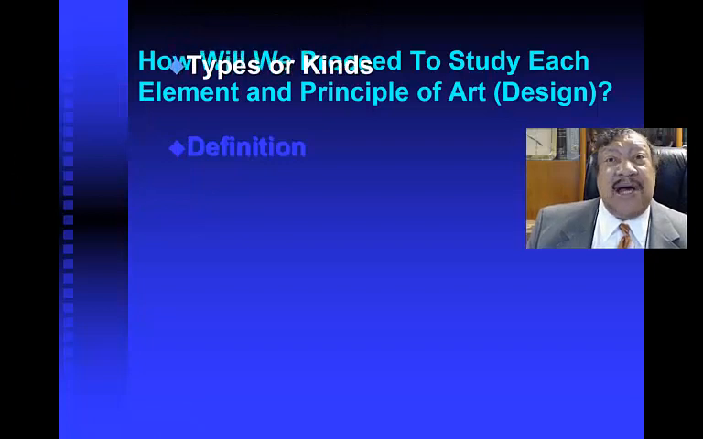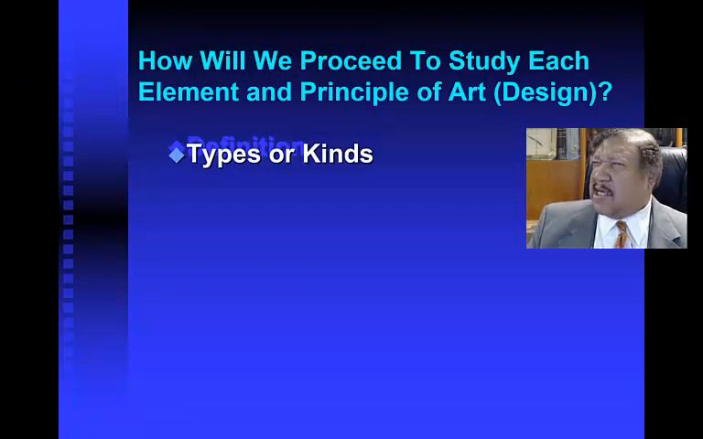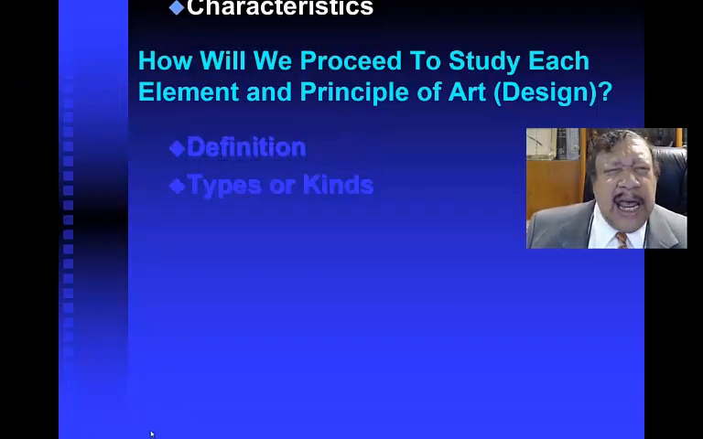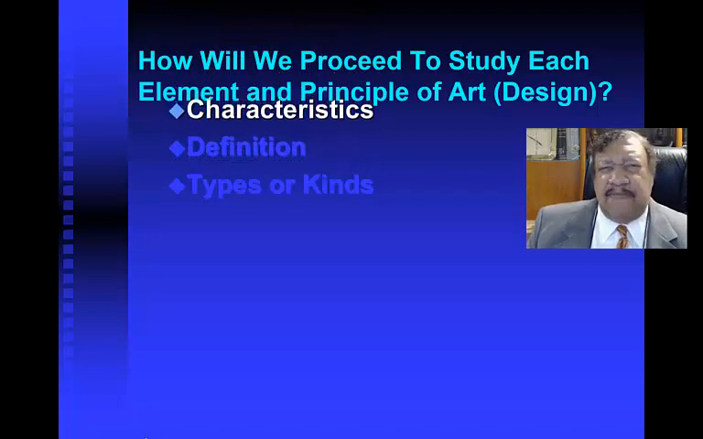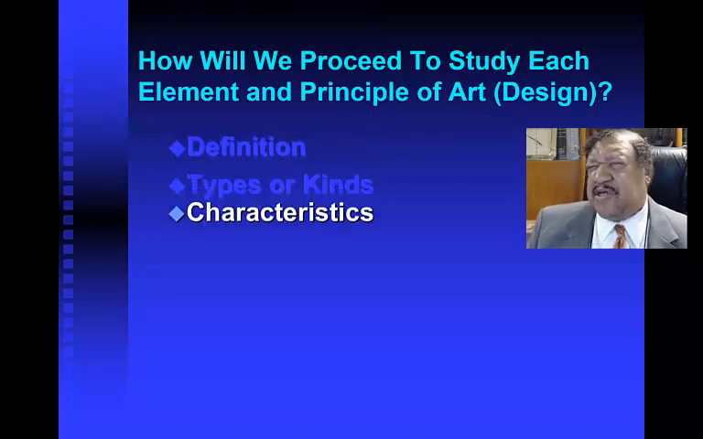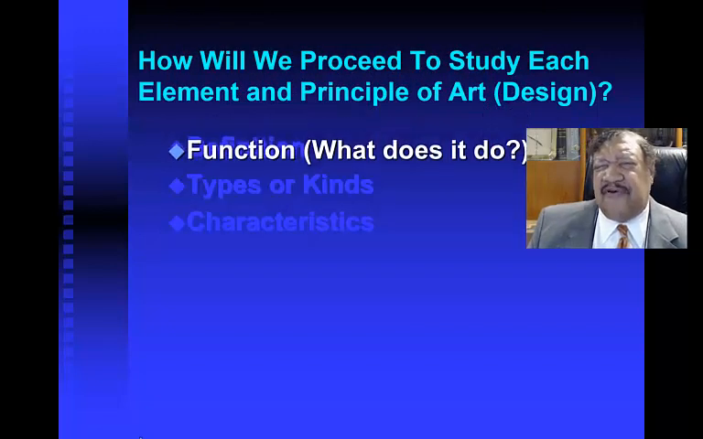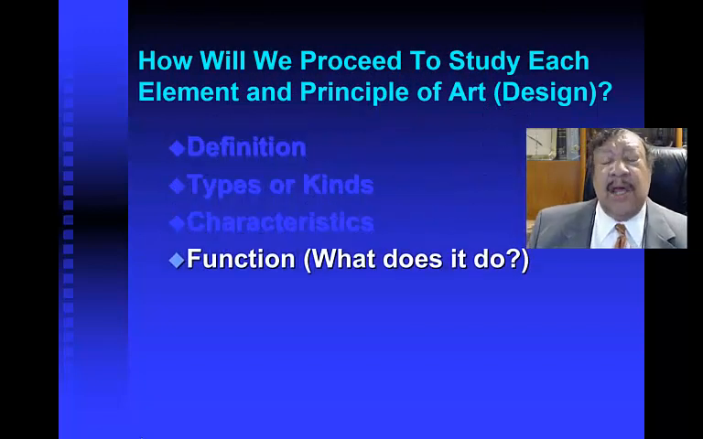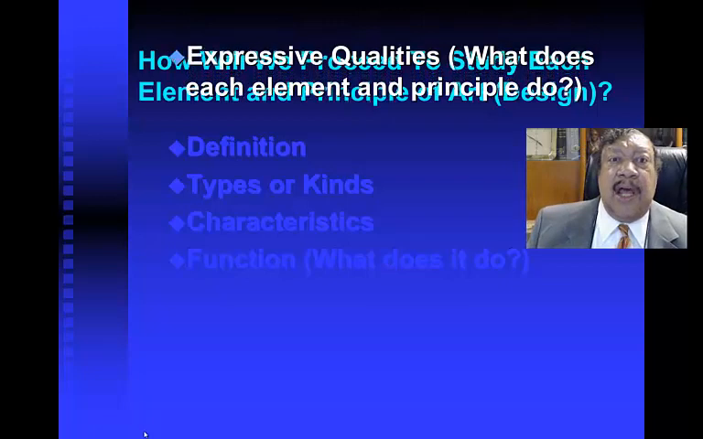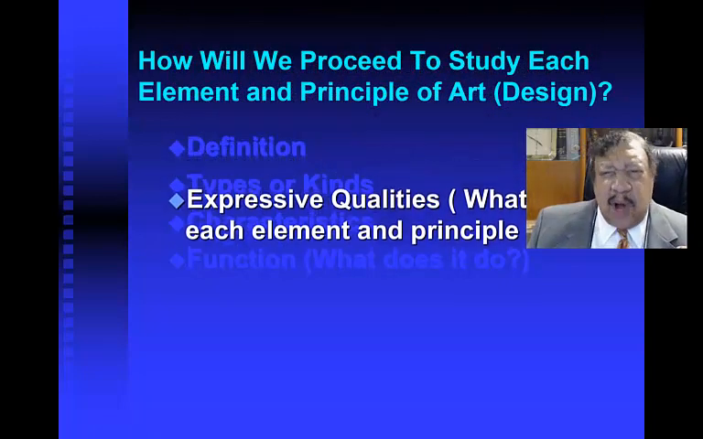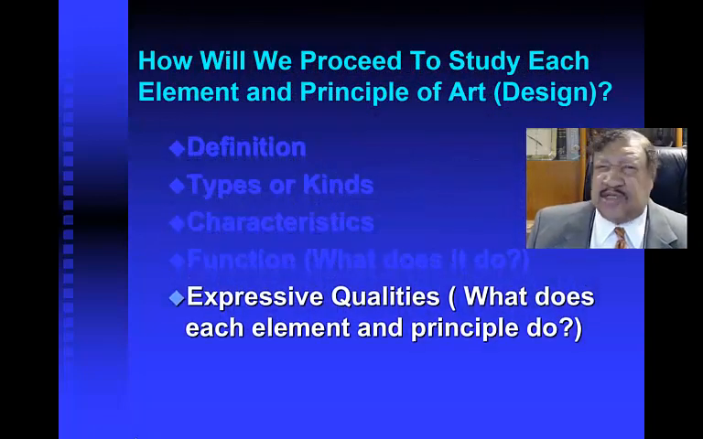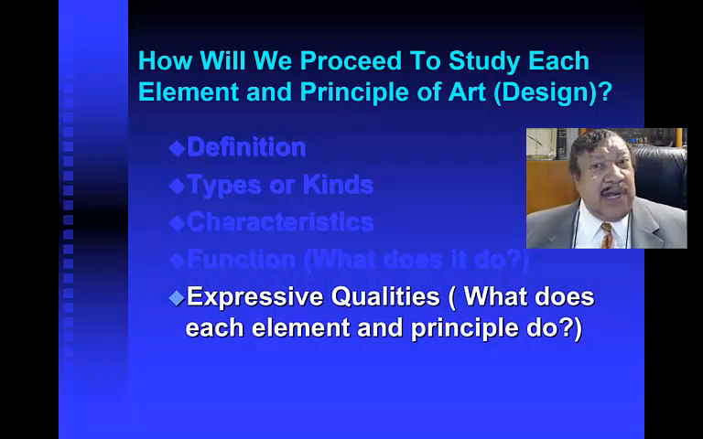We're going to talk about kinds of line. What kinds of line are out there? Are they thick or thin? What are the characteristics of line? And then how does line function? What does it do? One thing, it outlines a shape, gives body to a shape. Expressive qualities. Perhaps we will study that more in depth, but we need to know how we use lines.